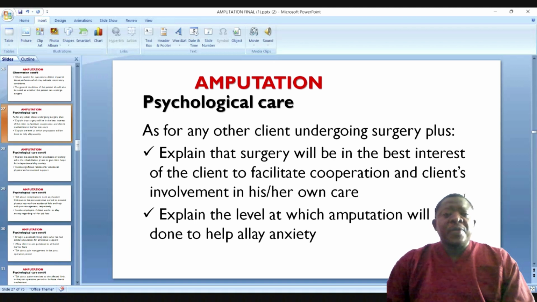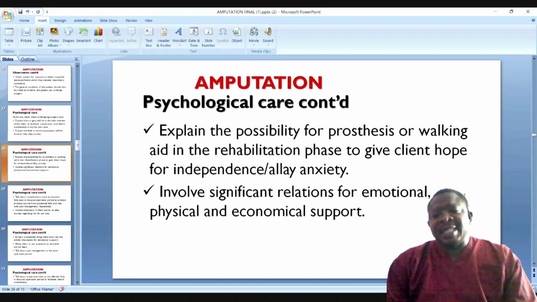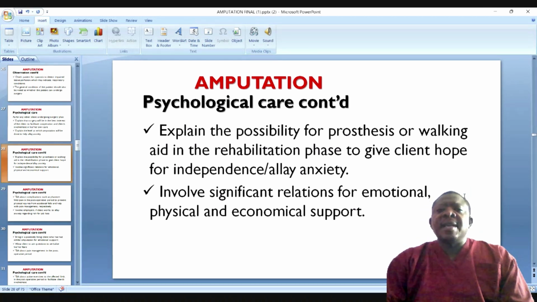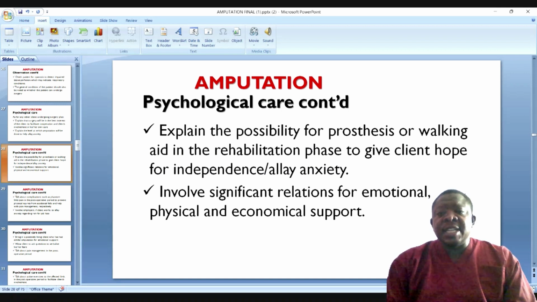Okay, explain even by use of diagrams, like we have put some diagrams within this lesson so that the patient can understand the level at which amputation will be done. This will still help to reduce the anxiety. Okay, so explain the possibility of prosthesis, okay, or walking aid in the rehabilitation phase, as it will also give patients some kind of hope and independence, okay, when they are recovering post-operatively. Involve significant relations for physical and economical support and also emotional support.